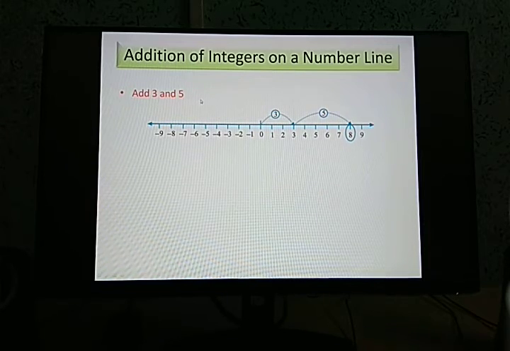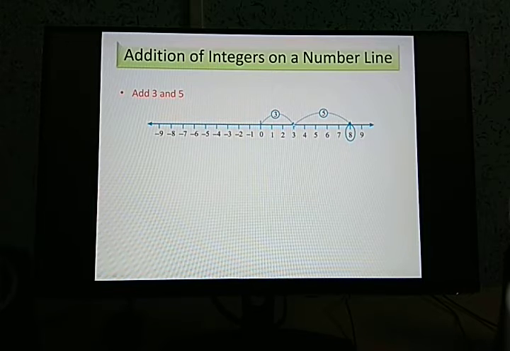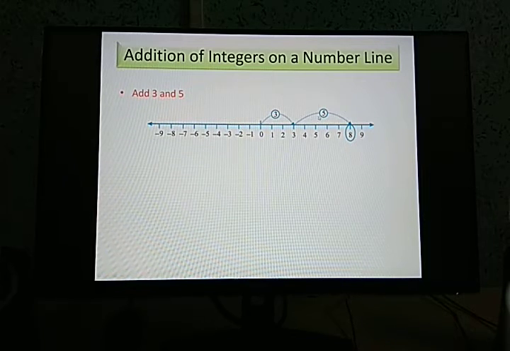So 3 we already got. Now plus 5, that means whenever there is a plus or addition, or whenever the next number is a positive integer, it will directly go towards the right. So first 3 steps it has jumped, then again next 5 steps, so it will reach where? 8. So the resultant answer will be 8.